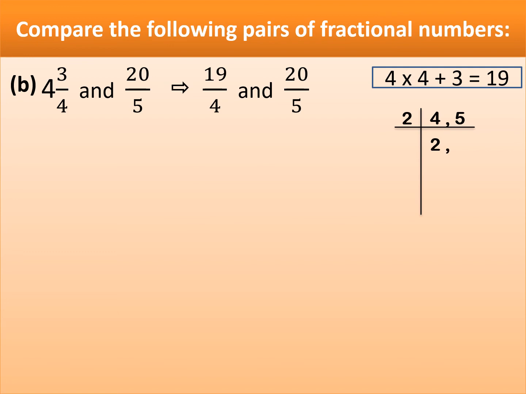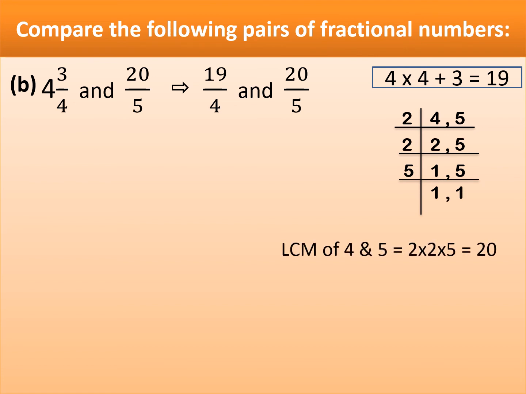For this, we need to find the LCM of 4 and 5. As you see, the LCM of 4 and 5 is 20. We have to bring 20 at the place of denominators because our LCM is 20. Our first fraction is 19 upon 4 and we want 20 at the place of denominator. So which digit will you multiply to bring 20 in the denominator? Yes, the number is 5 because 4 fives are 20. So we multiply numerator and denominator by the same number 5.